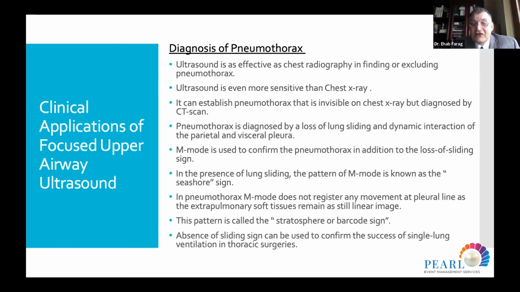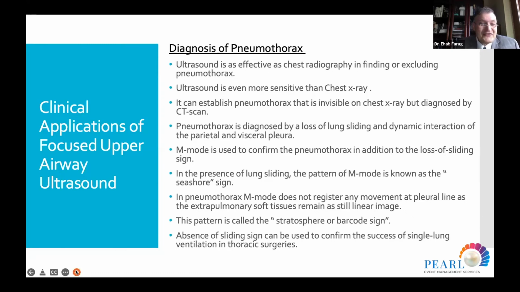In the presence of lung sliding, the pattern of M mode is known as the seashore sign. In pneumothorax, the M mode does not register any movement of the pleural line, as extrapulmonary soft tissues remain as a still linear image. This pattern is called the stratosphere or barcode sign. Absence of the sliding sign can be used to confirm also single lung ventilation in thoracic surgery.